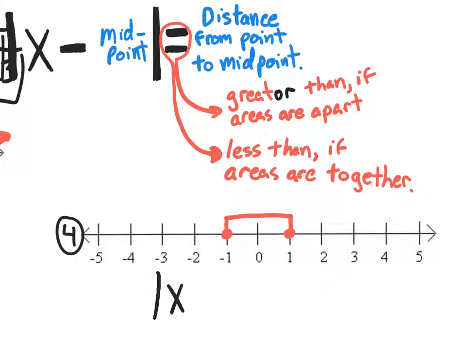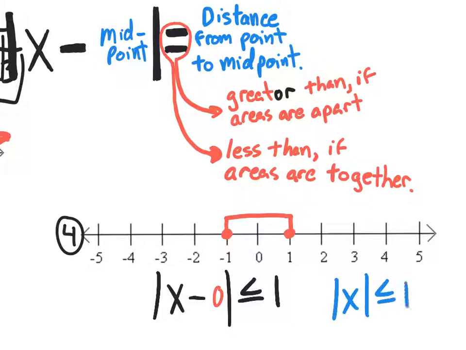Final one right here. Absolute value of x minus what's the midpoint? 0. Close absolute value. Is it greater than or less than? Less than. Let's not forget the or equal to, because those are solid dots. And what's the distance from the point to the midpoint? 1 unit. So a nicer version of this absolute value inequality will be the absolute value of x is less than or equal to 1.